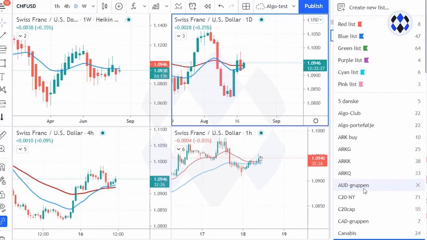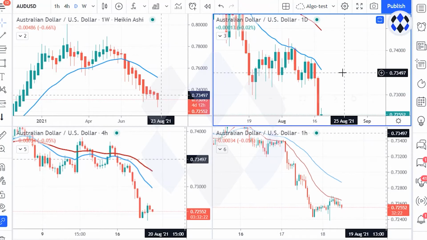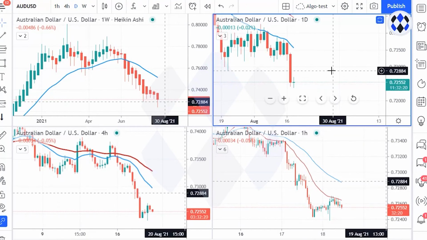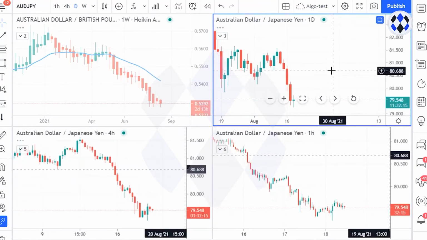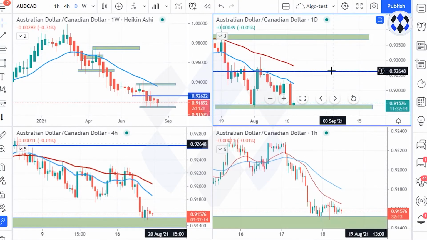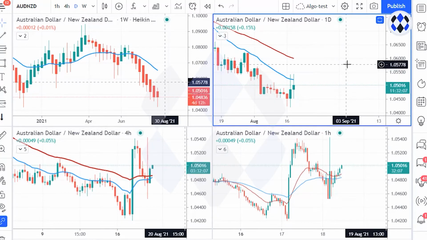I also have, for instance, the Aussie group, Australian dollar here. And we can see that it is pretty much going down right now, at least towards pretty much all of the different currencies, but it might be bottoming out, and that is where we might be looking for some interesting trades today. So let's have a look at it.